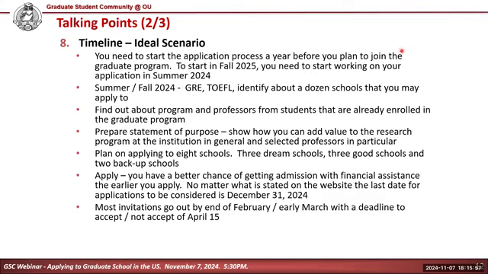Apply. You have a better chance of getting admission with financial assistance the earlier you apply. No matter what is stated on the website, the last date for applications to be considered is December 31st, 2024. Now, at this stage, I want to tell you that if you say you want to do a PhD, your chances of getting financial support are at least 60% higher than saying, I just want to do a master's and go to industry. Most invitations go out by the end of February or early March, with a deadline to accept or not accept by April 15th.